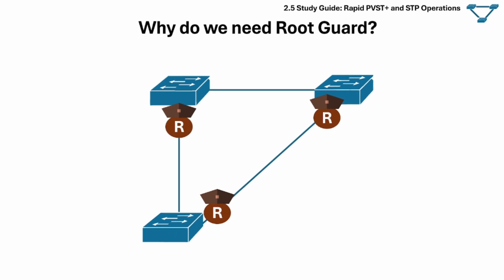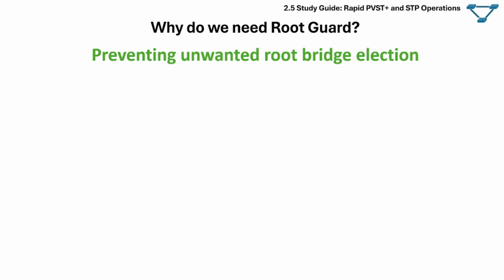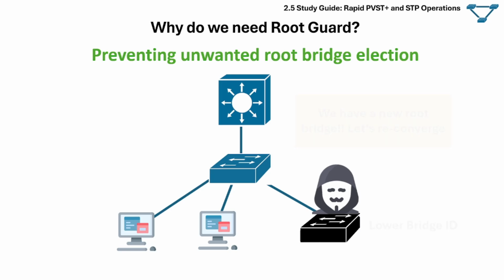Root guard prevents unwanted root bridge election. Imagine if someone disconnects their end device from the access switch and connects a rogue switch configured with a lower bridge ID. The rogue switch has a lower bridge ID and becomes the new root bridge because in spanning tree protocol, the switch with the lowest bridge ID always wins the election.